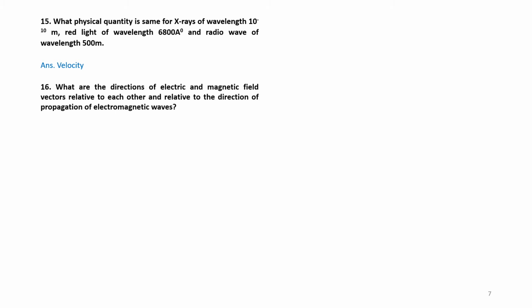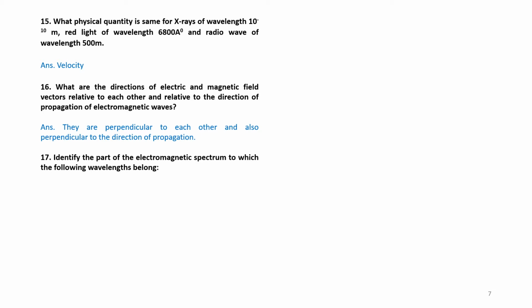Question number 16. What are the directions of electric and magnetic field vector relative to each other and relative to the direction of propagation of electromagnetic waves? That is, he is asking the directions of electric, magnetic and the direction of propagation. Answer. They are perpendicular to each other and also perpendicular to the direction of propagation. That is, E is perpendicular to B and both are perpendicular to the direction of propagation.